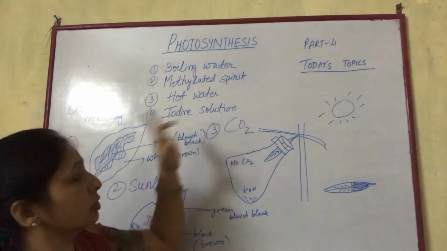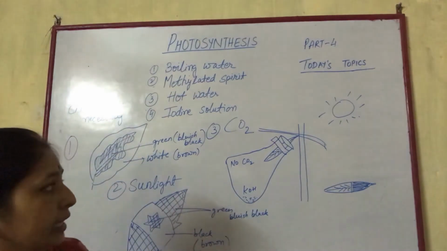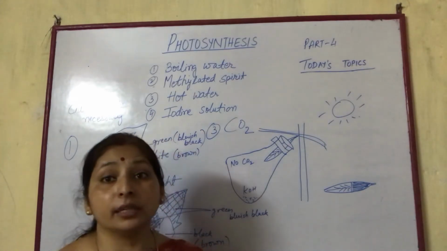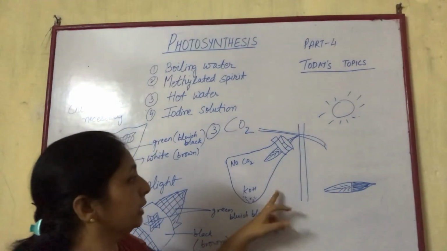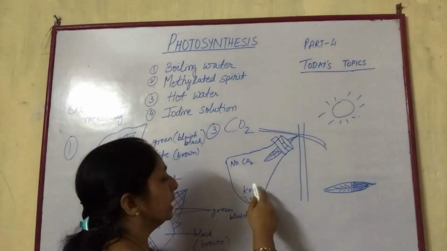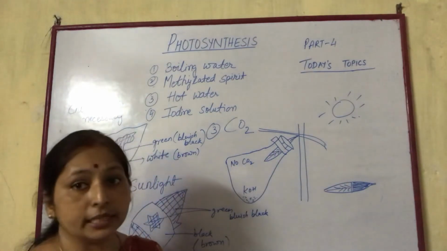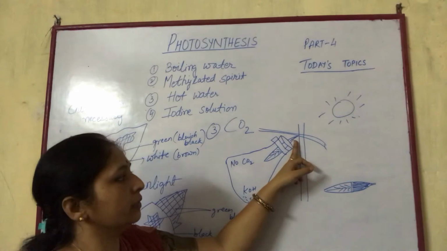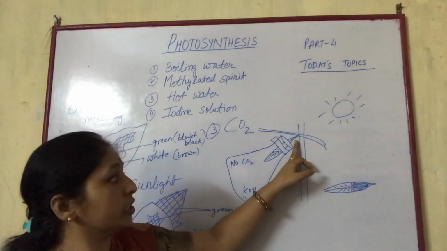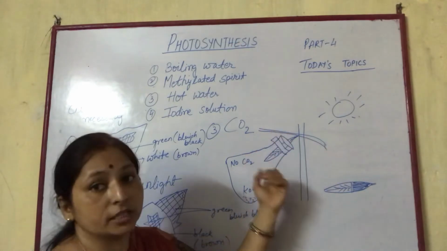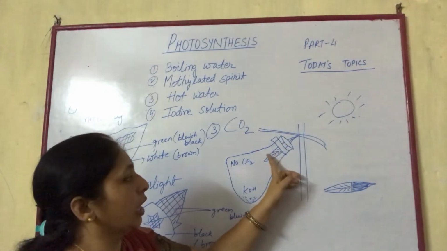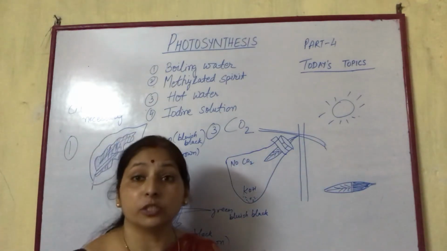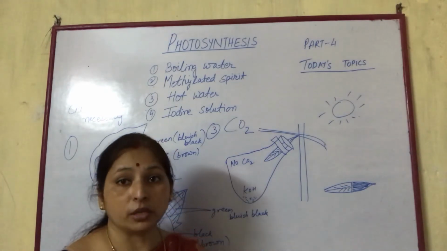Then the next experiment is to show that CO2 is necessary for plants, or necessary for the process of photosynthesis. So in this we have taken a conical flask. Inside the conical flask, potassium hydroxide is placed and a leaf is placed in such a manner that half of the portion of the leaf is outside the conical flask, which receives the sunlight, and half of the portion is inside the conical flask, where no CO2 is present because potassium hydroxide absorbs carbon dioxide.